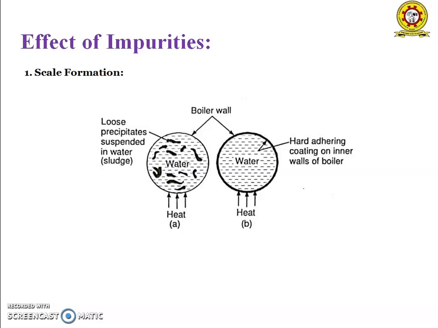When scales are formed, the tubes must be cleaned with water, or electric powered rotary brushes and cutters may be pushed through the tubes and drums in the boiler during overhauls. If we take the first diagram, when heat is supplied to the boiler, the water gets heated. This is the boiler wall, and there are no salts precipitated in the water. In the second diagram, scale is formed, and the efficiency of the boiler is also reduced. This scale forms due to a hard adhering coating on the inner walls of the boiler.